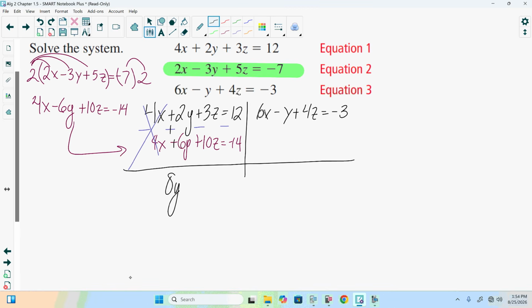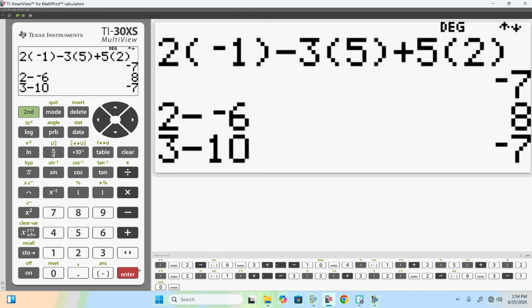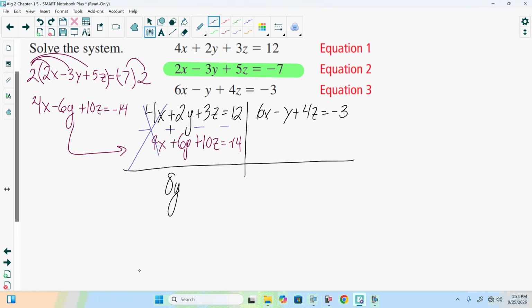3z minus 10z. Can't plug 3z minus 10z in a calculator, but we can ask it to do 3 minus 10. Is negative 7, and we put the z back in. Lastly, we have to do 12 minus negative 14. It would be 26. Because if we did this by hand, the negative and negative would make a positive. So 12 plus 14 is 26.